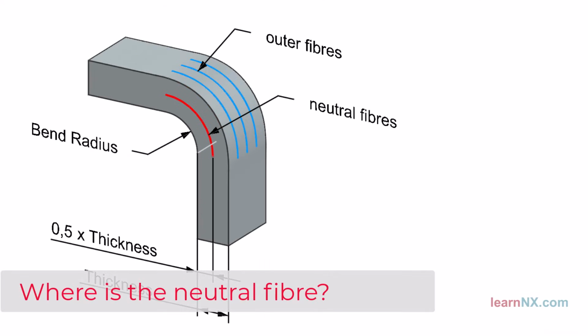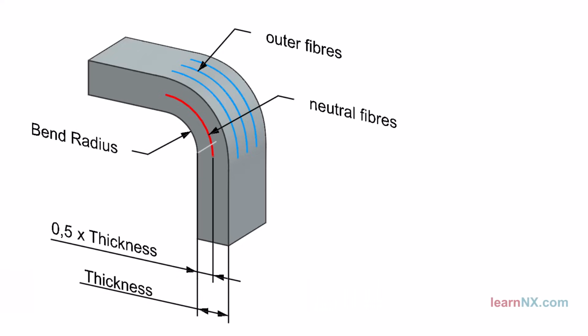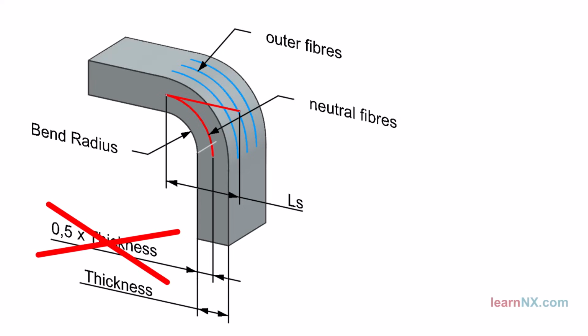Where is the neutral fiber? When bending, the outer fibers are stretched, and the inner fibers are compressed. The neutral fiber, which is neither stretched nor compressed, must therefore be in the middle. You could unwind it, like a thread, and then you would have the stretched length. But no, it's not that simple. To be clear, the neutral fiber is almost never located in the middle of the sheet thickness. In addition, its distance from the bending radius changes. This representation must be corrected.